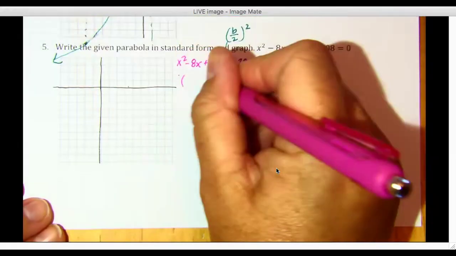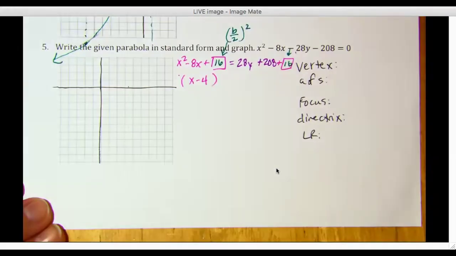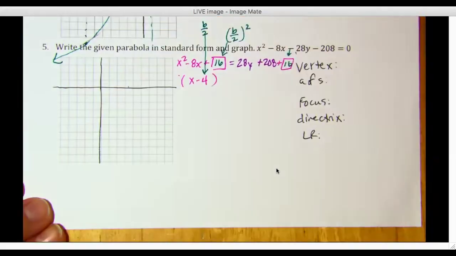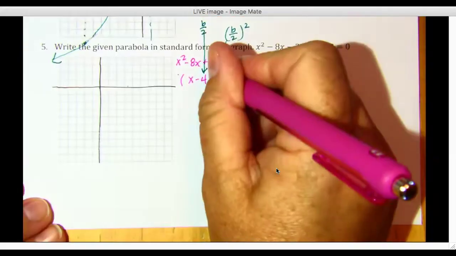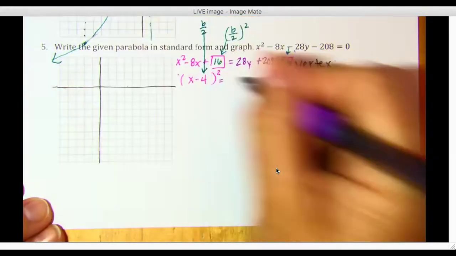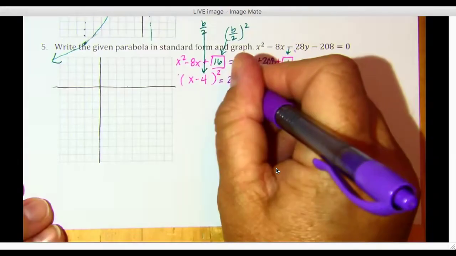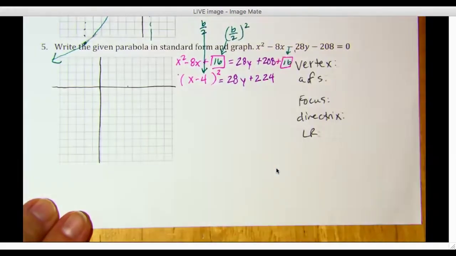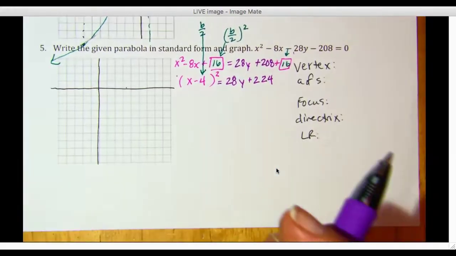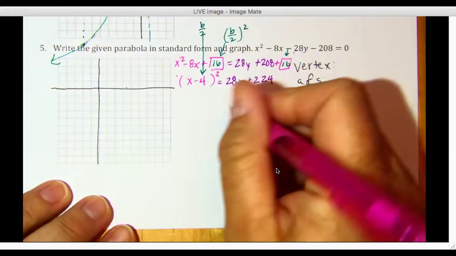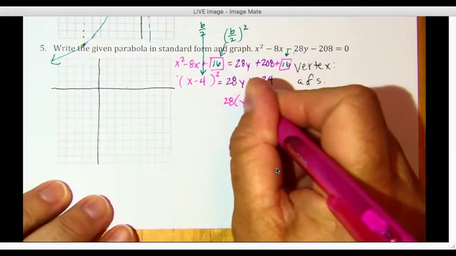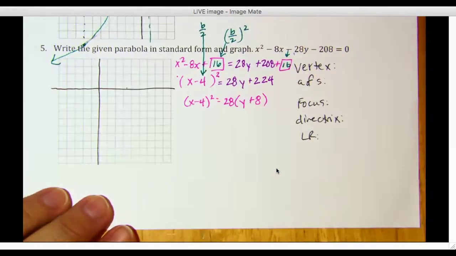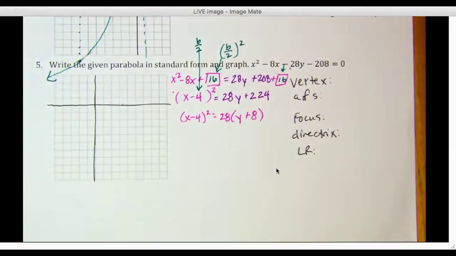So writing that as a perfect square now, I have x minus 4. Remember that what is going in that set of parentheses here is your b value divided by 2. And then that's squared, equal to 28y, and 208 plus 16 is 224. Well, I want to pull out that common factor of 28, and when I pull out that 28, I have 28 times y plus 8 in parentheses, equal to x minus 4 squared. So now it is in standard form for a parabola.